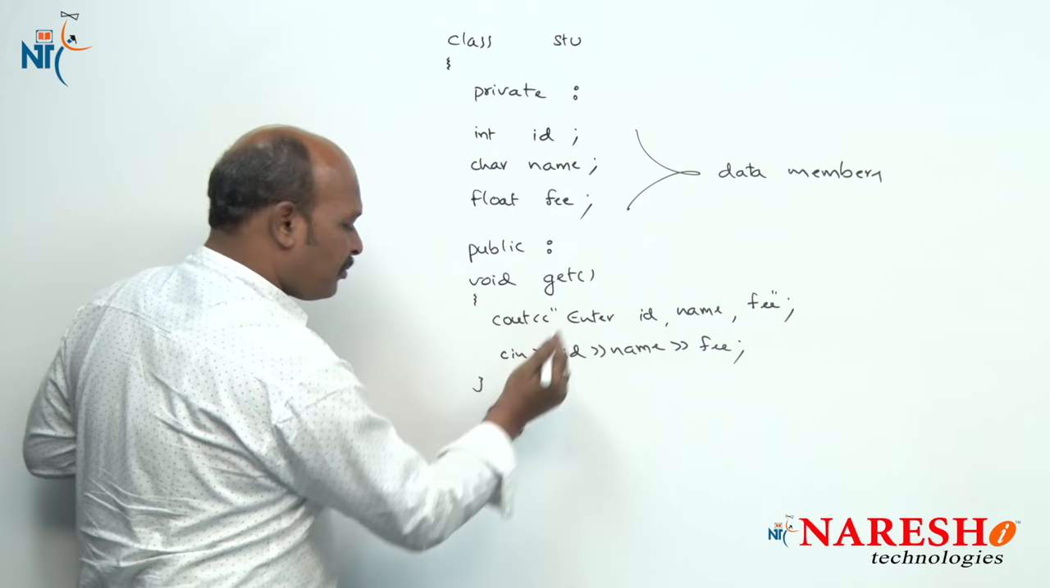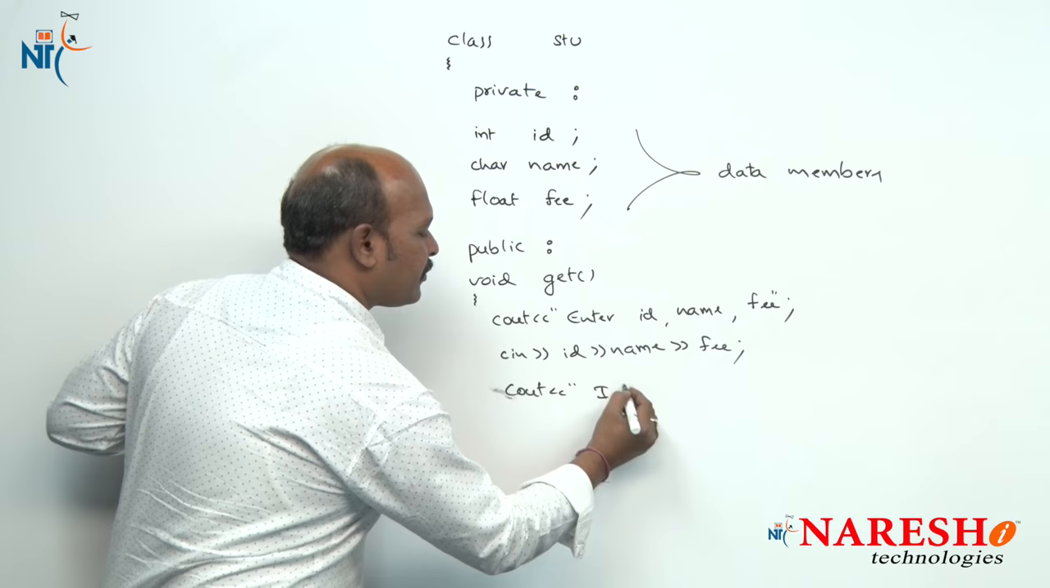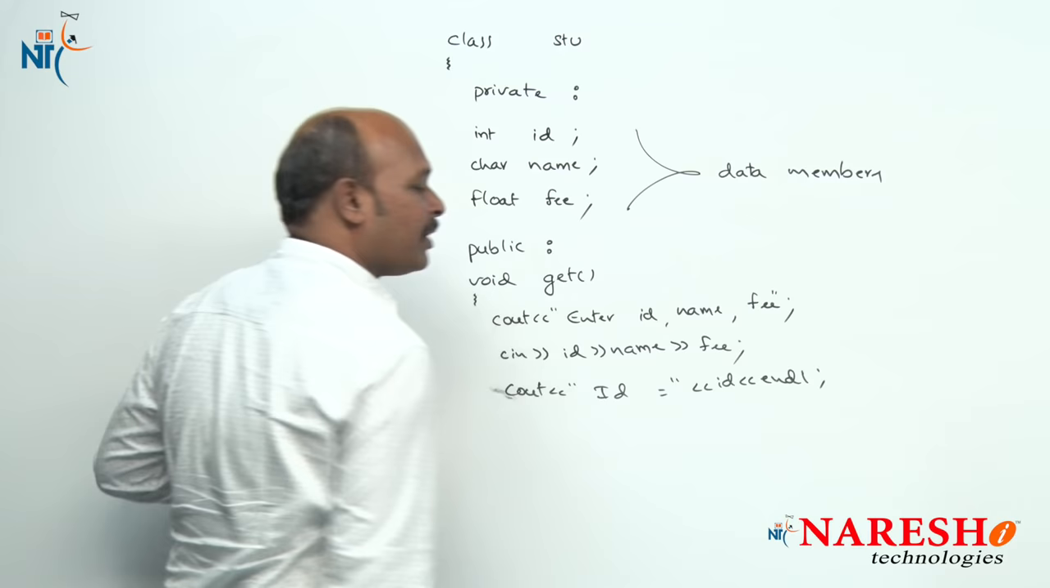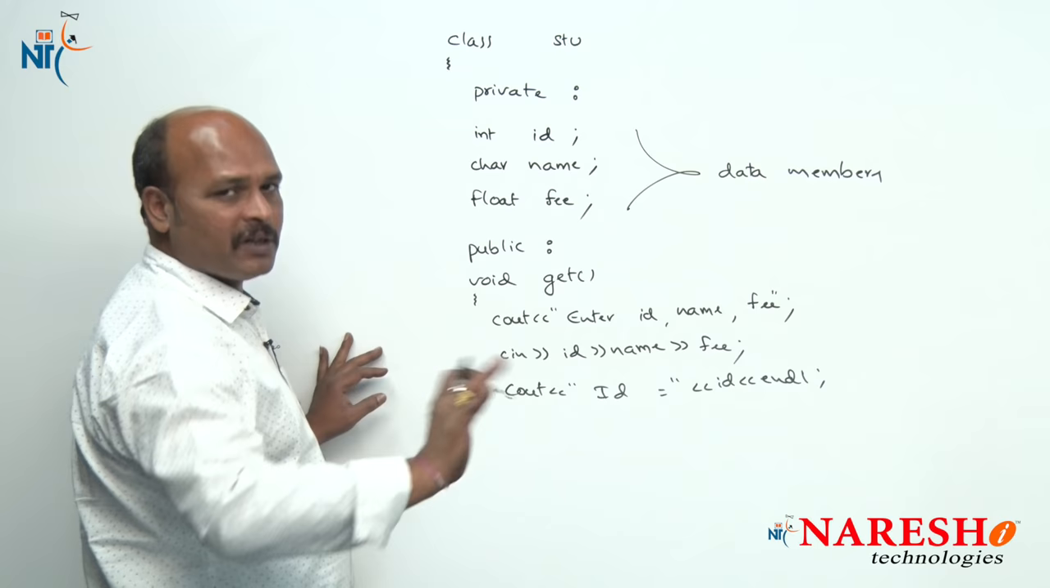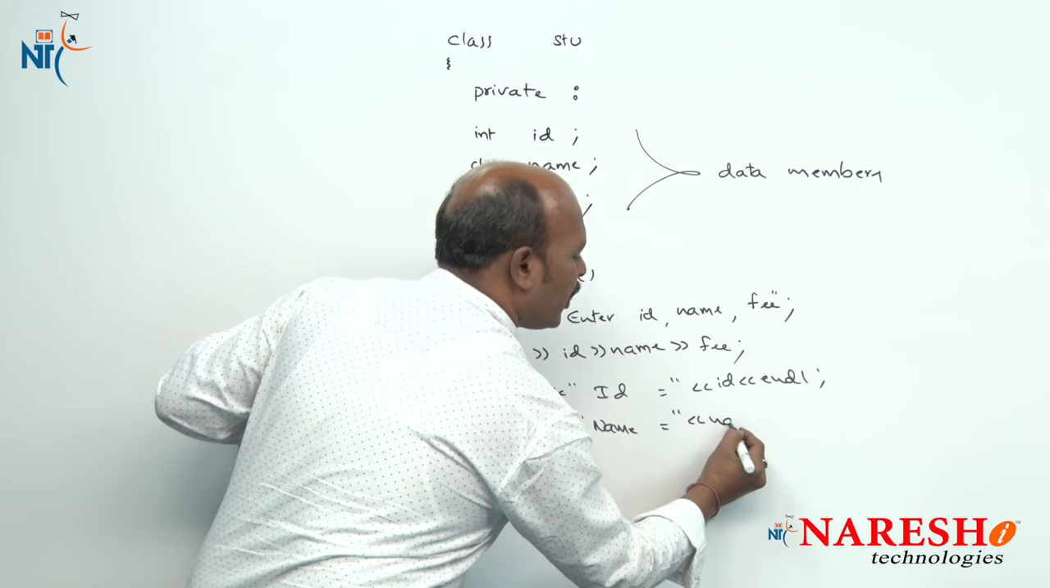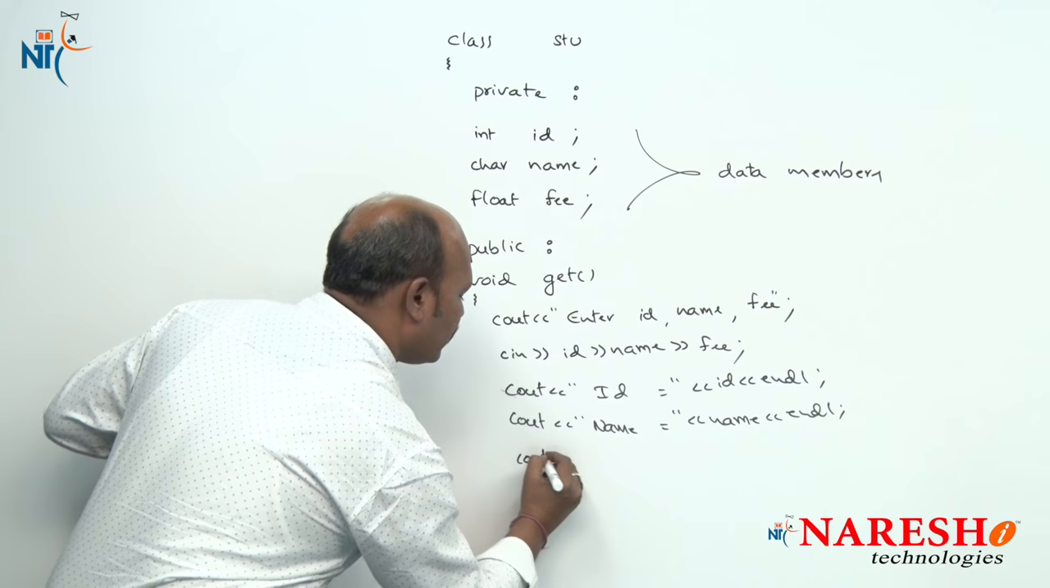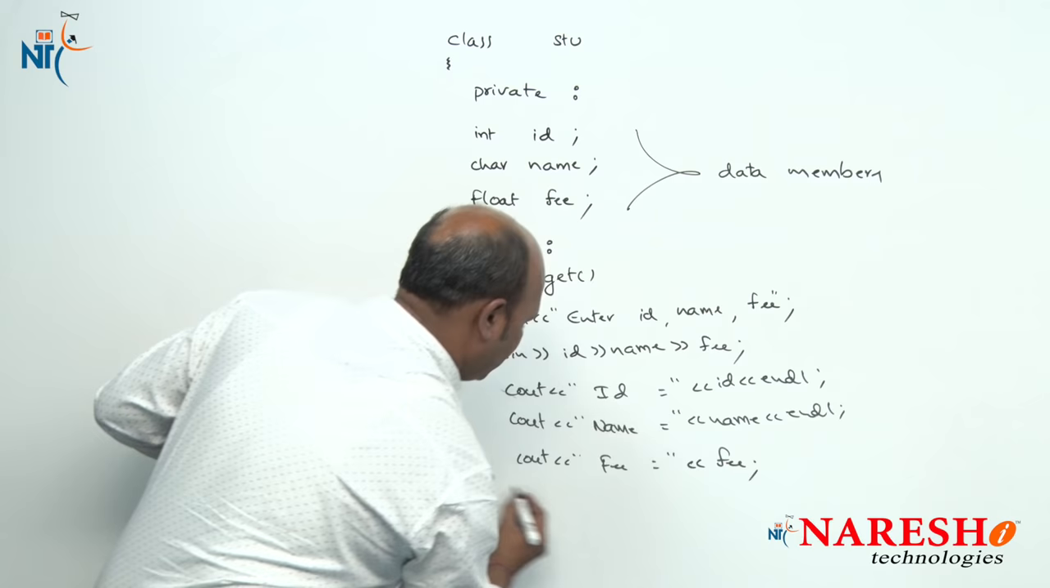Later I want to print the data. Void cout id equal to id endl. Endl means nothing but slash n in C language. Generally in C language we are using slash n. Slash n means what? Next line. That's why here endl is a manipulator which is used for next line. Next cout name. Now name is printed endl, and cout fee. Fee also printed. Now function closed, class closed.